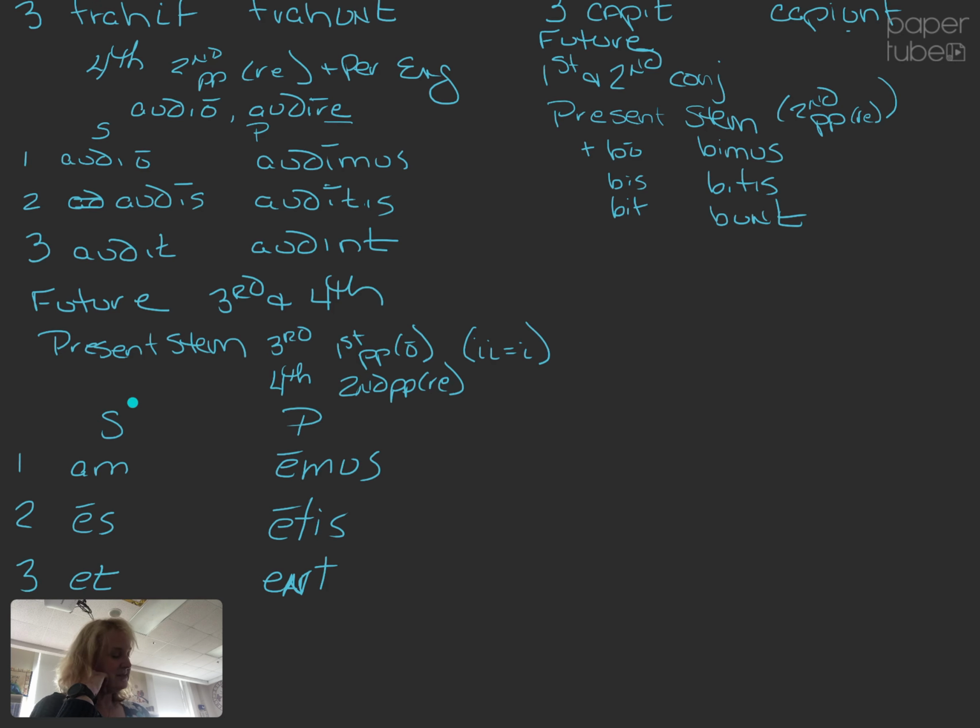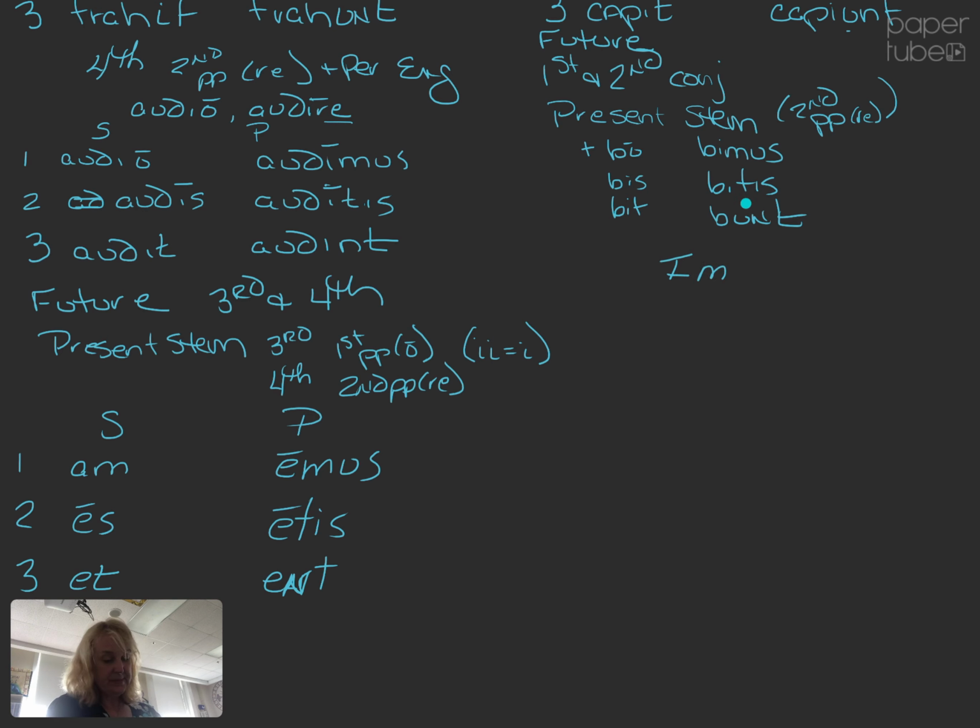So I would have traham, trahes, trahet, trahamus, trahetis, trahent. Capiam, capies, capiet, capiamus, capietis, capient. That's why for this capeo, we focus on first principal part minus the O, rather than trying to deal with that second principal part. And then audio, audiam, audies, audiet, audiamus, audietis, audient.